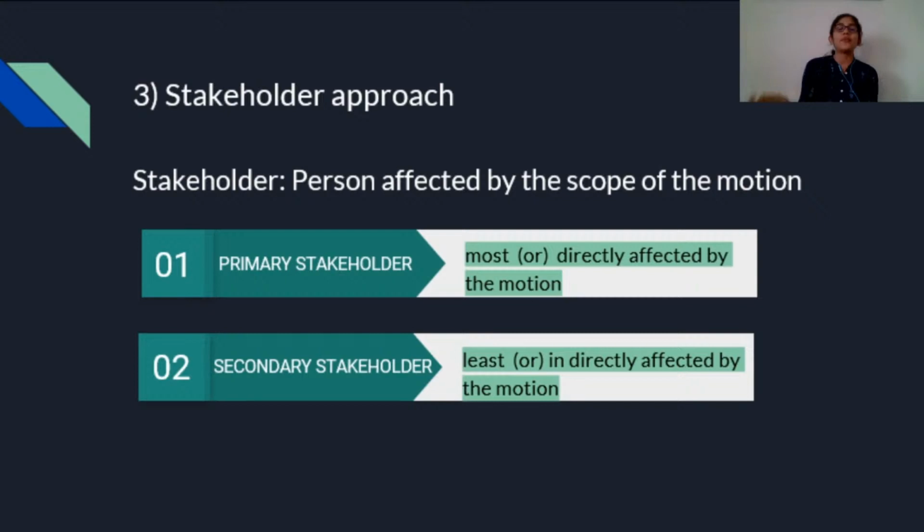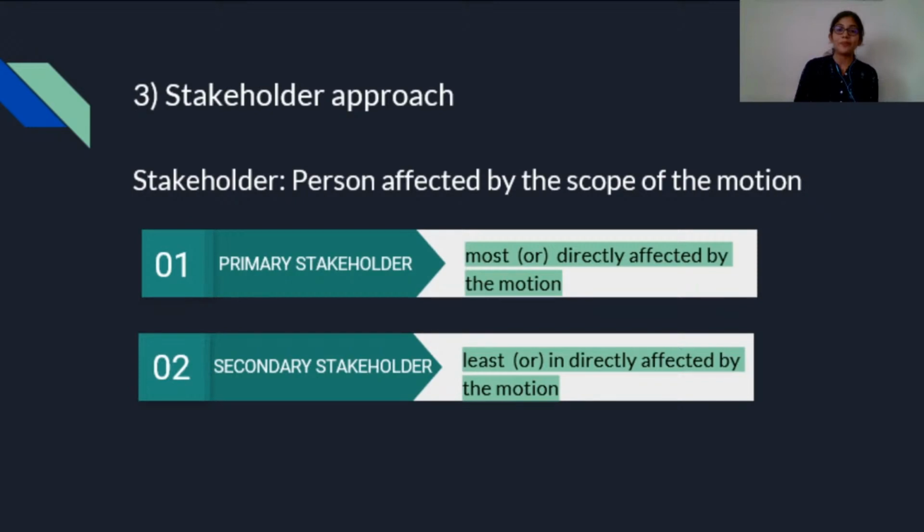So this is where we talk about stakeholder approach, right? So who are stakeholders? Stakeholders are those people who are going to be affected by the motion if the motion comes into effect. Okay. So now there are two kinds of stakeholders. One is primary stakeholder. One is secondary stakeholder. Primary stakeholders are those who are going to be directly affected by the motion, and secondary stakeholders are going to be less affected or indirectly affected by the motion.